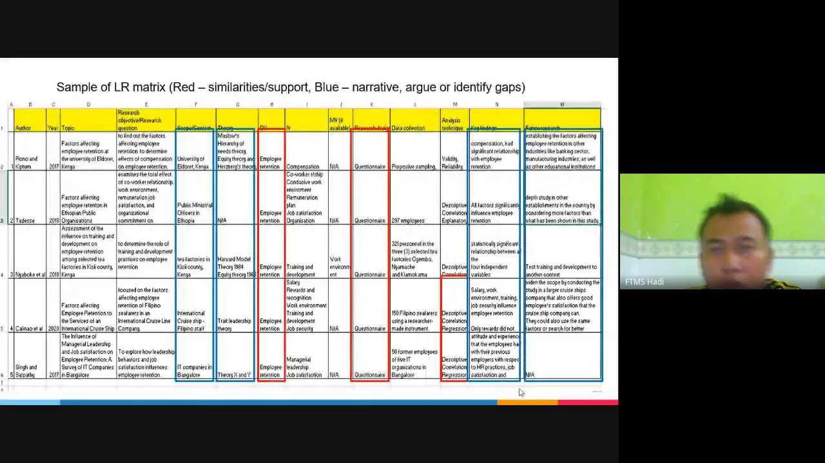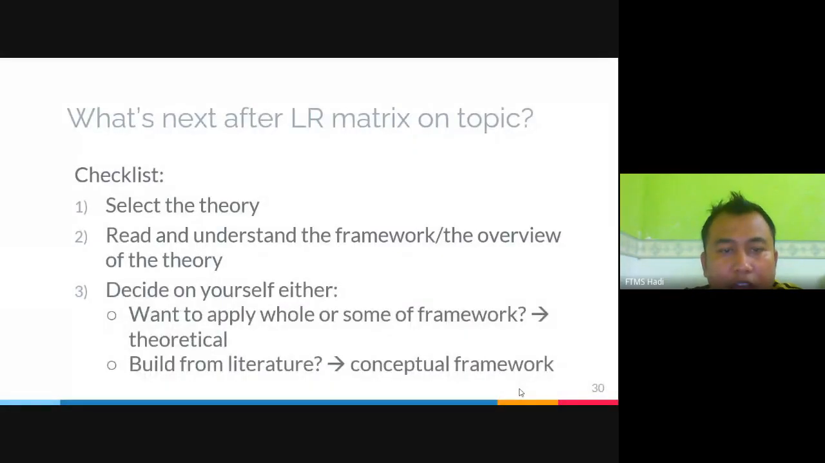This one, blue and red. Red is similarities or support. Blue is more on narrative, argue, or identify gaps. This one I already jumped ahead. Select the theory, done. Read and understand the framework or the overview of the theory. This is critical.